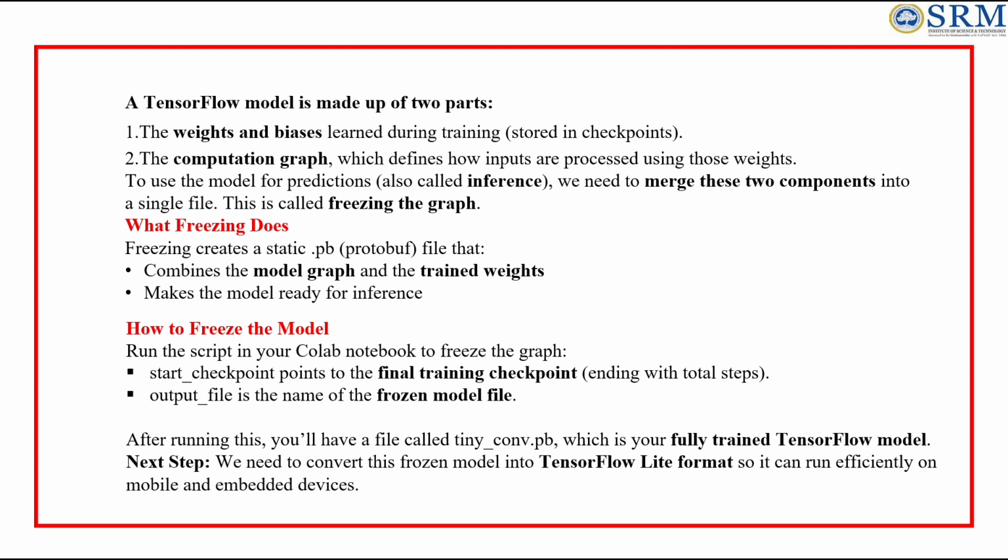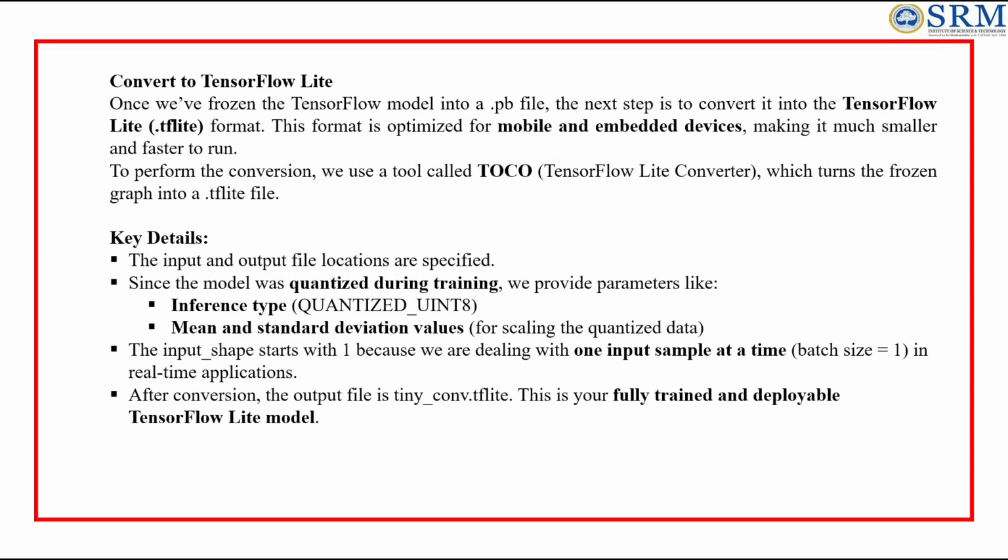Run the script in your Google Colab notebook that points the checkpoints to the final training checkpoint. Output files, the name of the frozen graph. After running this, we get a file called tiny_conv.pb, which is your fully trained TensorFlow model. Next step, we need to convert this frozen model to TensorFlow Lite format so it can run efficiently on mobile and embedded devices.